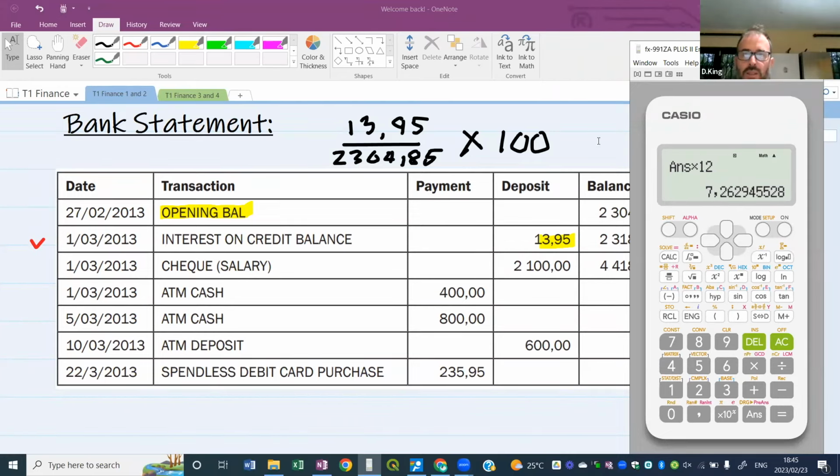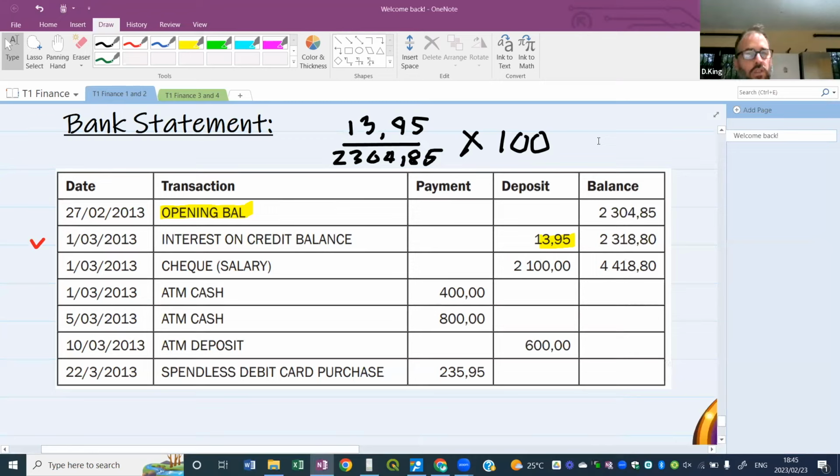But the banks like to charge you huge interest rates when you have credit or a credit card. Right. So they like to give you a little bit of money, but they like to charge you a lot of money. So this 13.95 was calculated on the 2,304. And what we see here, there's a new total, and it's been added to the opening balance. We see now there's a new total of 2,318.80. Okay. So that's the new balance after the first transaction.